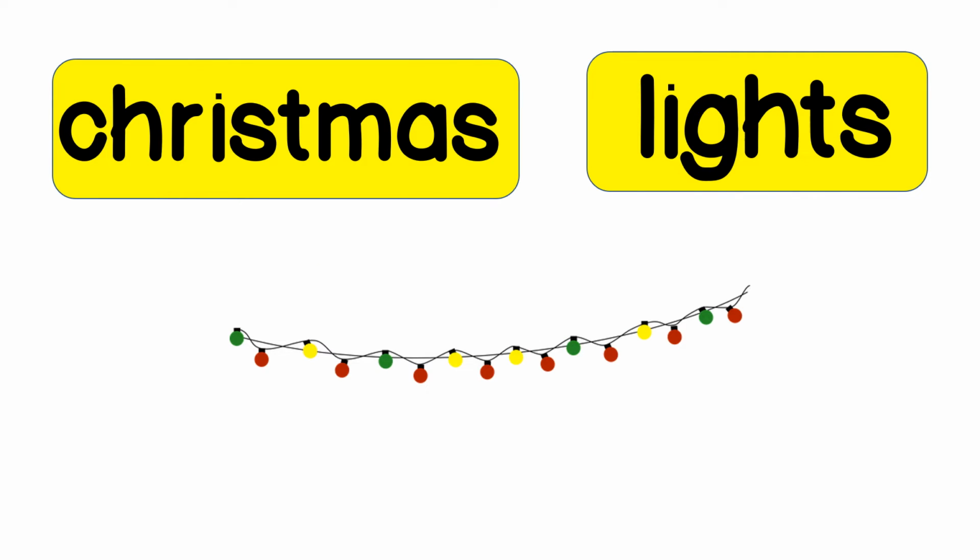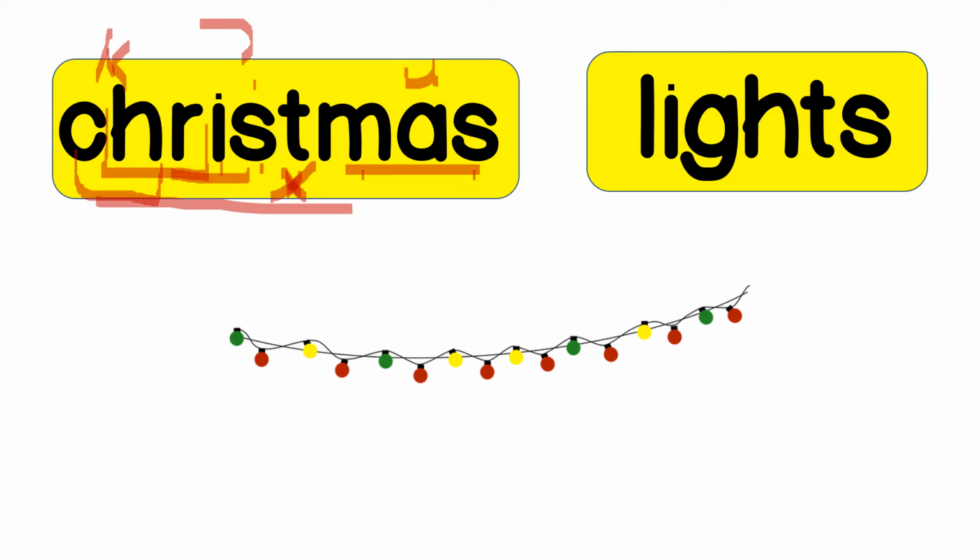All right, so what is this word again? And what sound do we hear at the beginning? Is it ch or is it k? Oh, we're going to hear the K sound. Put it together with the R, we hear kr, add the short I sound and the S sound. Chris. The T is silent. And then we add the schwa sound, mus. Christmas.